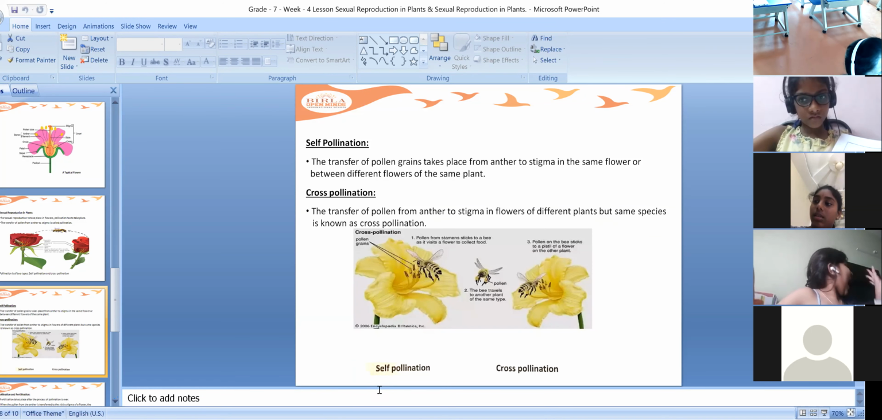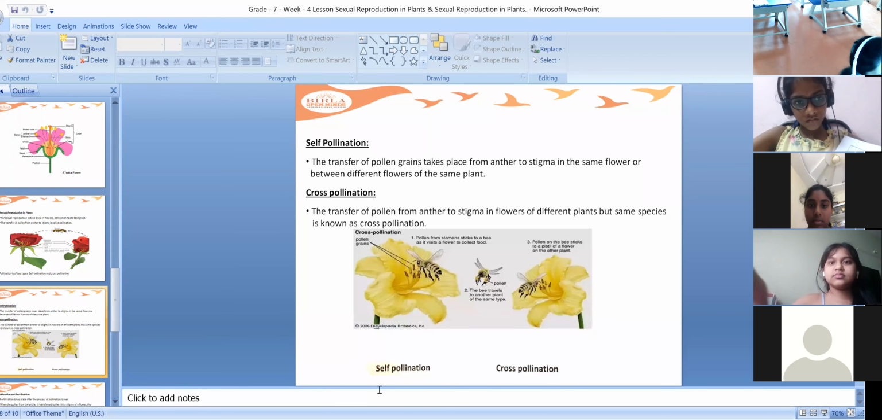Like this, the cross-pollination takes place. The transfer of pollen from the anther to the stigma in flowers of different plants, but of the same species, is known as cross-pollination.